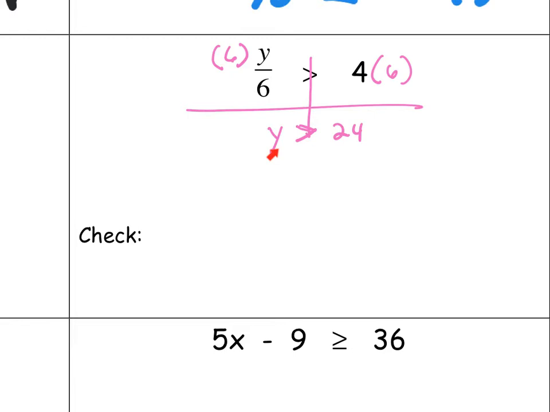The answer is y is greater than 24. We multiply both sides by 6. That's the opposite of dividing by 6. So now we're going to do a check. When we do a check, we go back to the original inequality that's given.